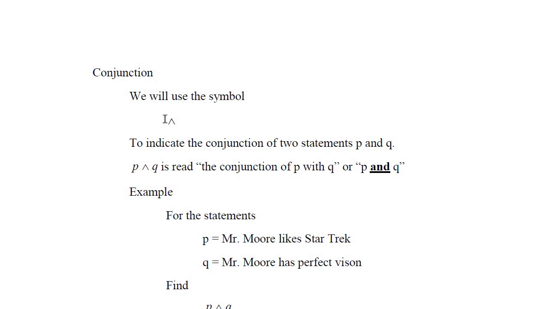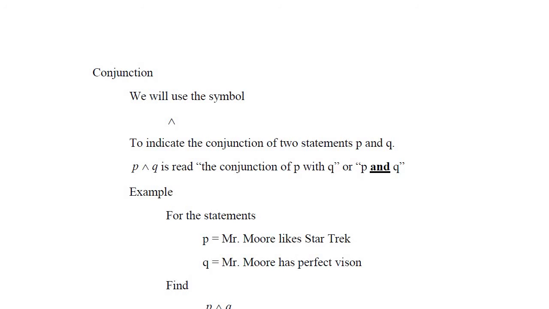So the conjunction symbol, we're going to use this little caret symbol to indicate our conjunction. Alright, so that conjunction is going to be read the conjunction of P with Q, which is sometimes read P and Q. So your conjunction goes with the word and. And an example would be something like this.